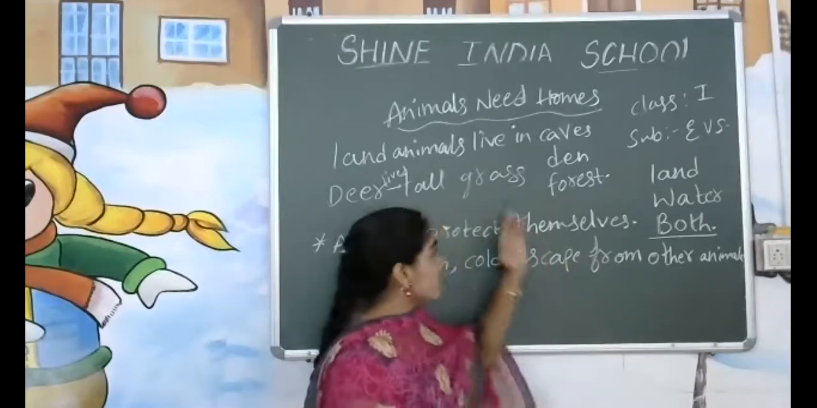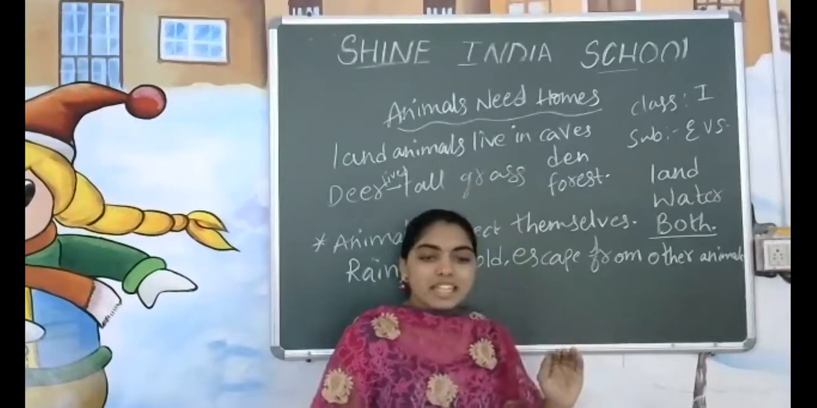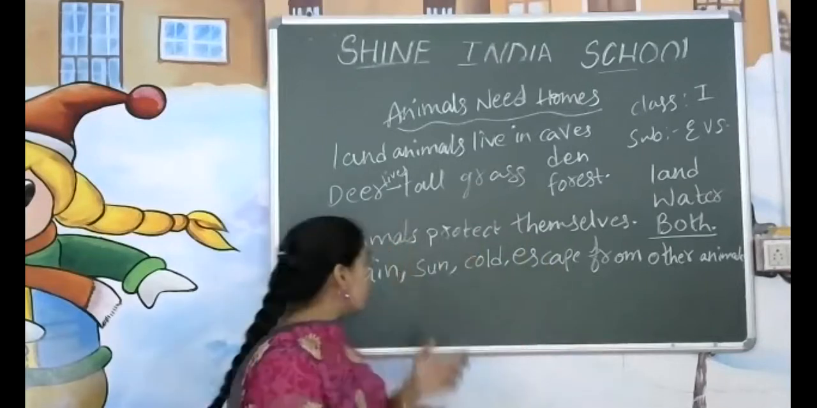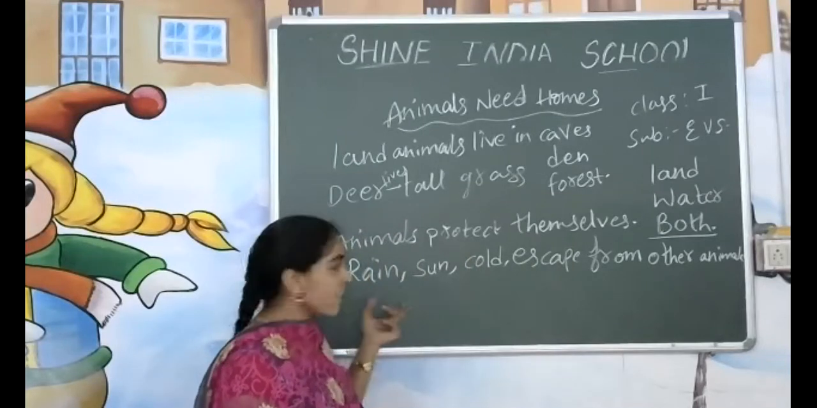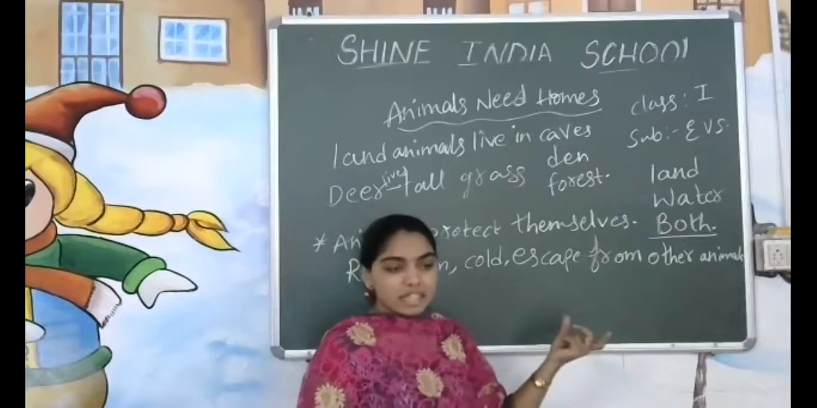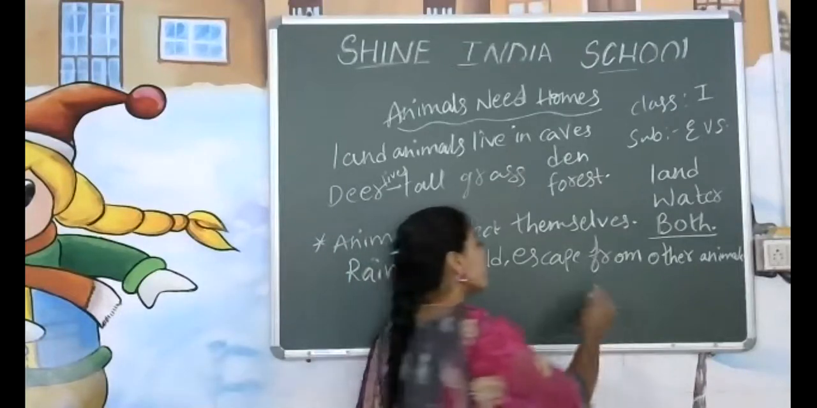So now this is about our topic. Why do animals live in houses? First, for protection from rain, protection from the sun, protection from the cold, and to escape from other animals, or you can say enemies.